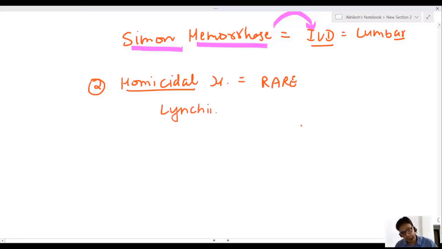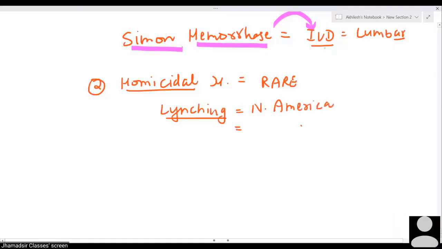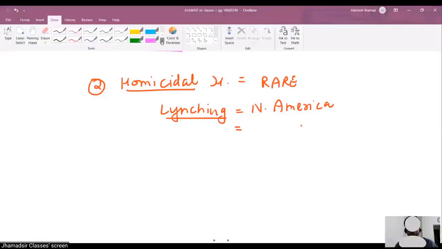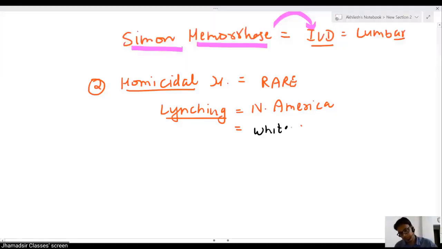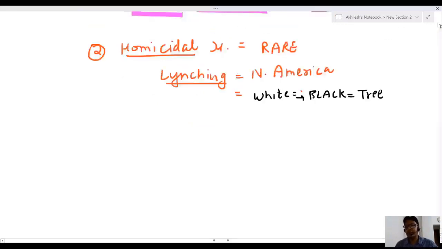Sir, one method is known as lynching. The lynching method is generally practiced in North America. Here, white persons used to hang black persons on trees. This method is known as lynching. So lynching is not very common. So homicidal hanging is there.